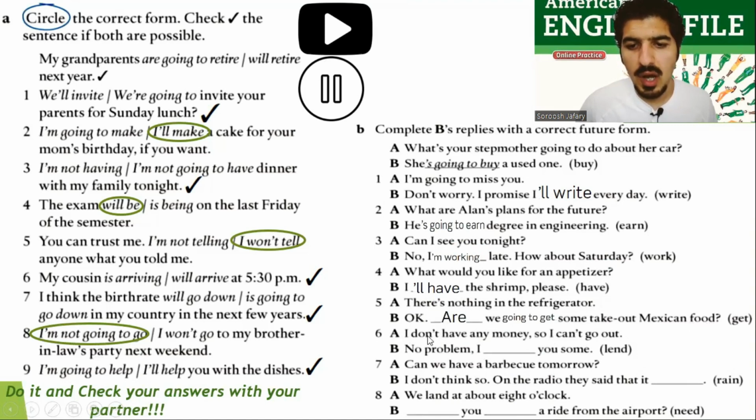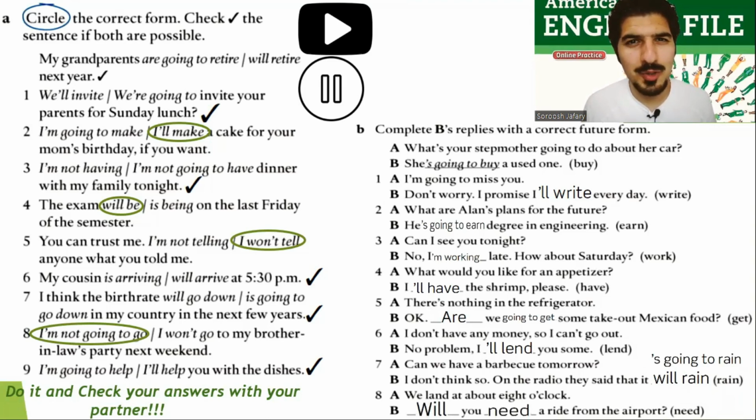Number six, I don't have any money, so I can't go out. No problem. I'll lend you some. Very good. Number seven, can we have a barbecue tomorrow? I don't think so. On the radio, they said that it's going to rain or it will rain. Number eight, we land at about 8 o'clock. Will you need a ride from the airport? And that's all there is to it.